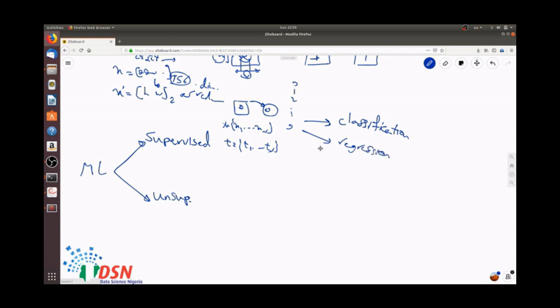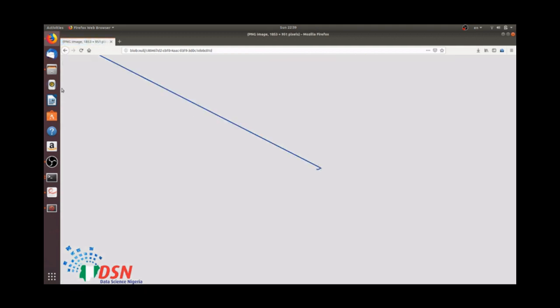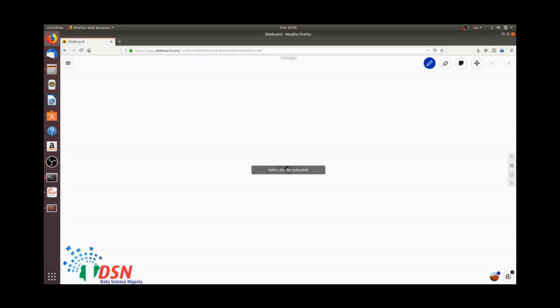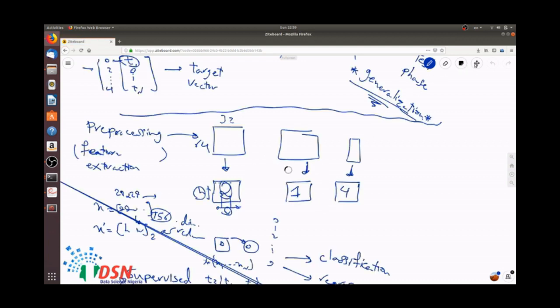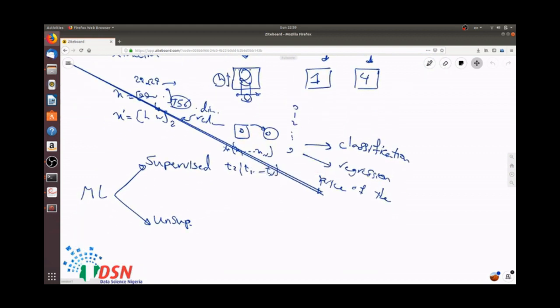For example, suppose you want to predict the price of the home. Oh, oops. What happened? Okay. Sorry for that. But, okay. Price of the home or house based on the area and location. So the area and location will be our 2-dimensional x, and the price, which is a real valued output, is y, and this problem is a regression.